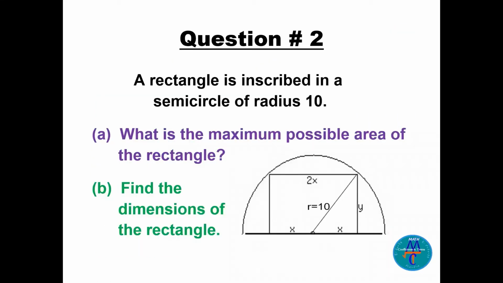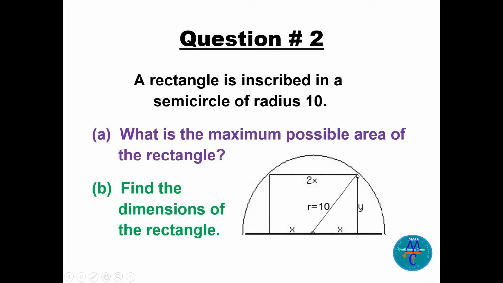Now, question number 2 is a good application on maxima and minima. A rectangle is inscribed in a semicircle. So we have to place a rectangle inside a semicircle of radius 10. So R is 10 for the semicircle. What is the maximum possible area of the rectangle?